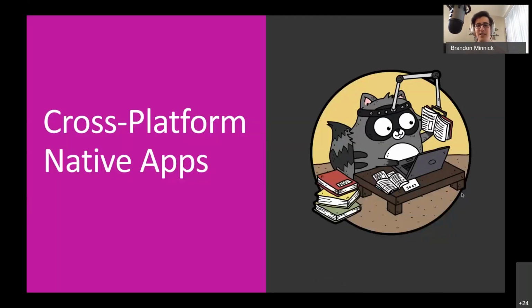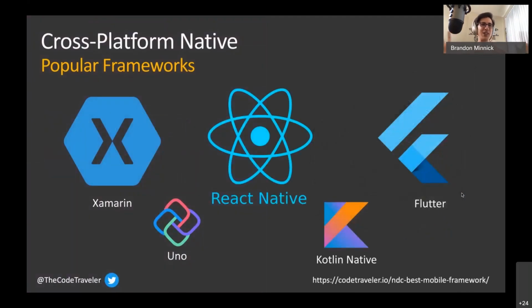Okay, the next category is what we call cross-platform native apps. Now, these are a lot of words. So let's break down what that means. Well, cross-platform means that these frameworks will work for both iOS and Android, and some of them also include other platforms like Windows. And native means when you build it, it still boils down into the native binary. You still have access to the native APIs.